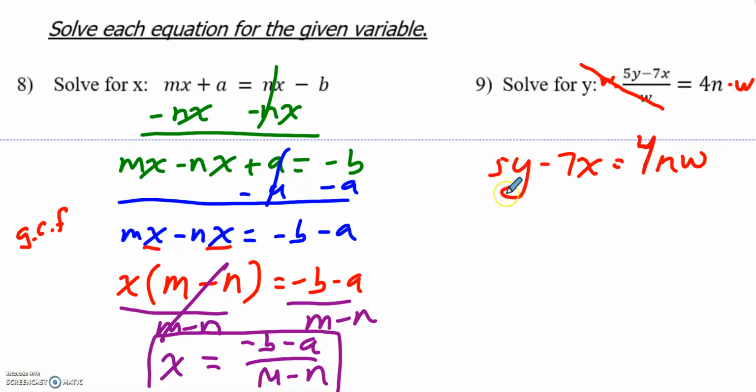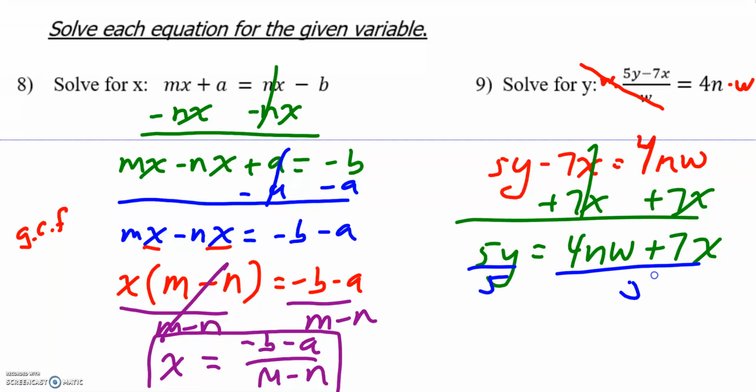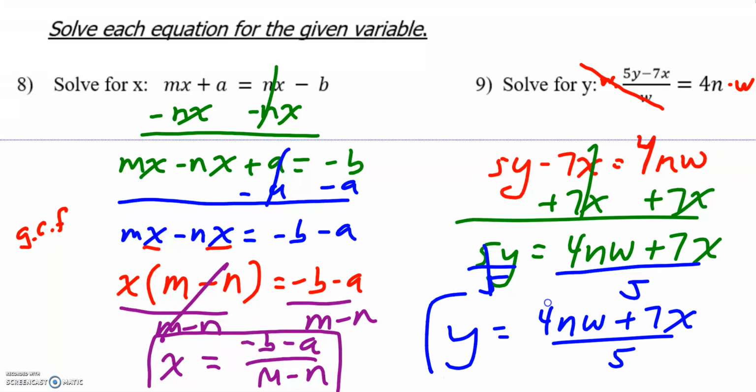That should be a 4. If my goal is to still get y alone, the next thing I need to do is move the 7x by adding to the other side. So we'd have 5y equals 4nw plus 7x. My last move to get y isolated would be to divide everything by 5. So y is now alone, and it equals 4nw plus 7x, all divided by 5.